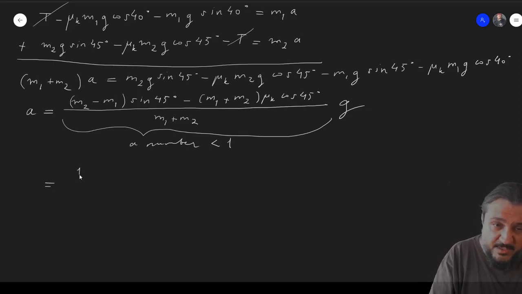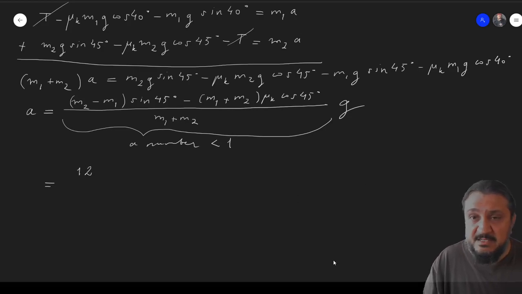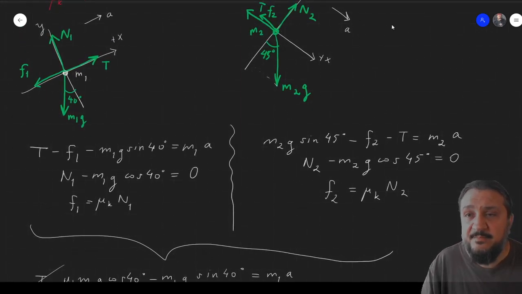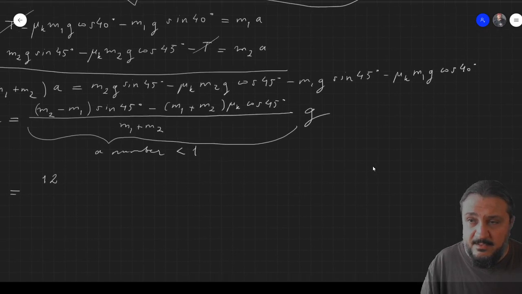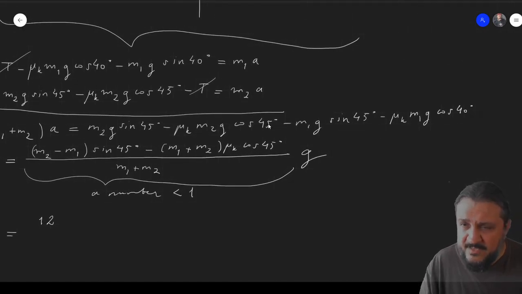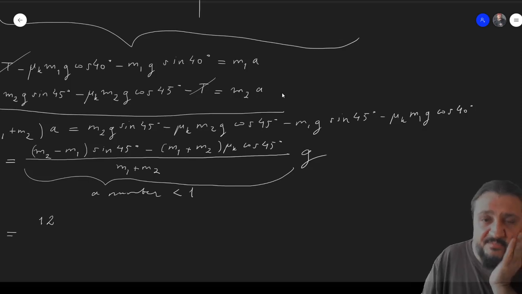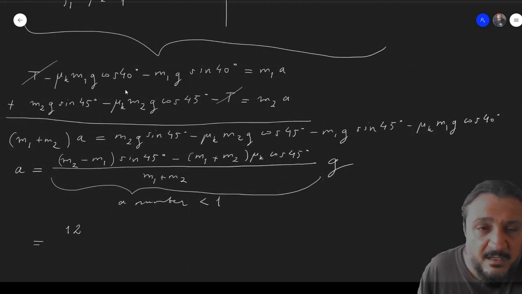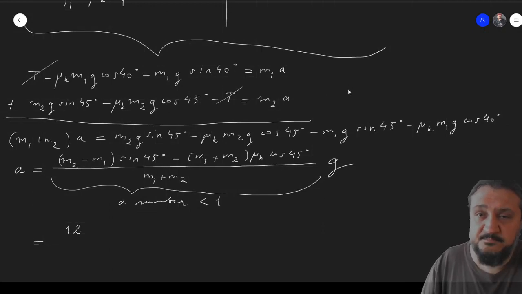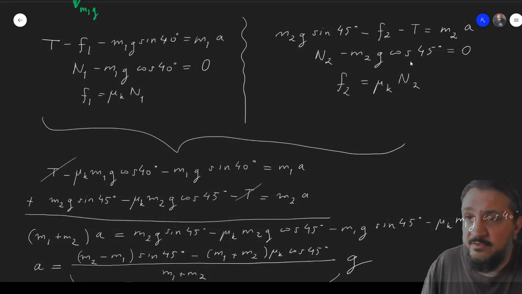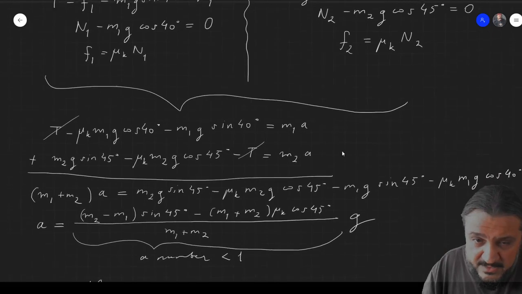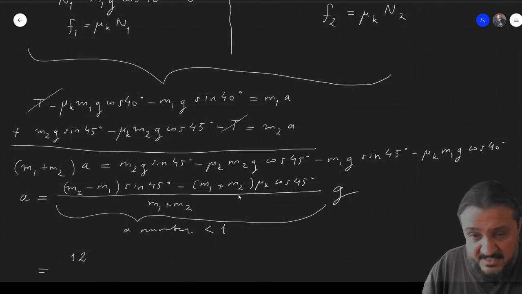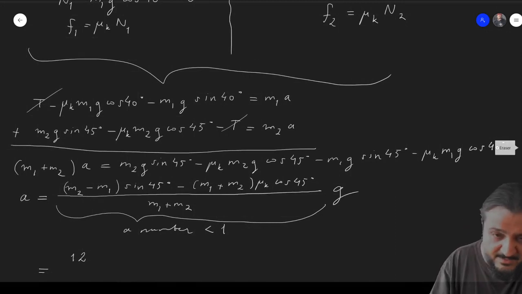So m2 was 12. I'm not going to write the units to save space. So m2 was 12 and m1 was 5. Okay, I made a little mistake here. Cosine 45, sine 45. Actually, one of them is 40. When I carried this out, I made a mistake somewhere. So okay, let me fix that. Sine 40, cosine 40, sine 45, cosine 45. Okay, so when I'm grouping these, I cannot factor cosines and sines, so sorry about that. Let me just do it again.